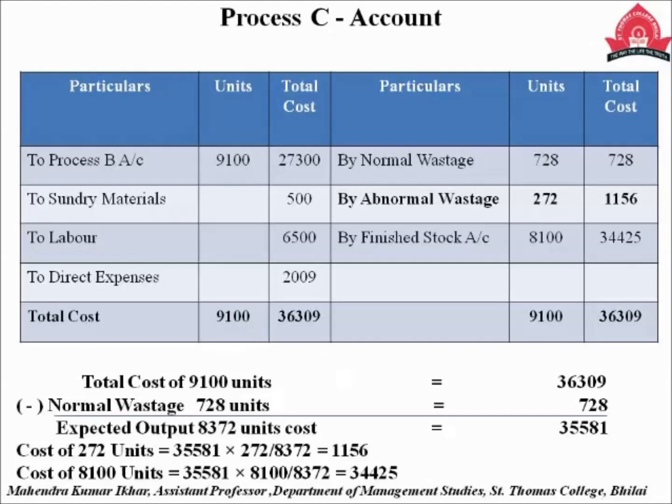In the process costing, in process B, when we got abnormal gain, it is debited, and in process A and process C, when we got abnormal wastage, it is a loss and it is credited. So finally this is the complete solution of process costing.